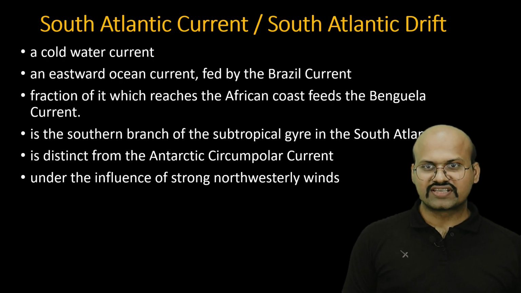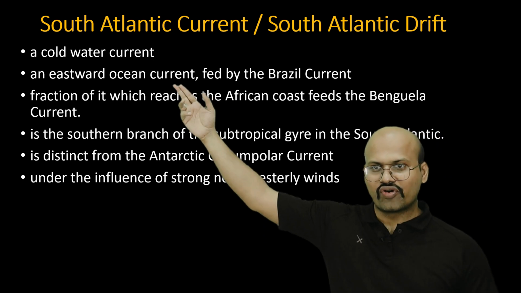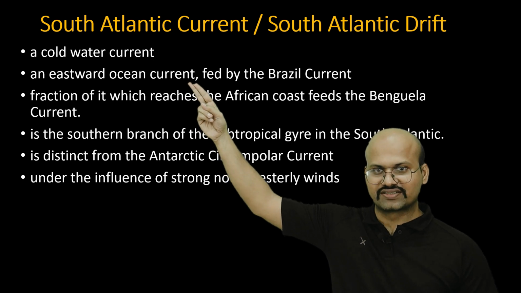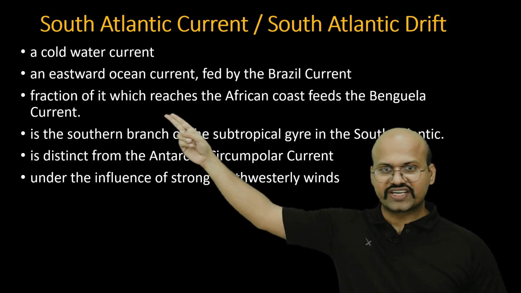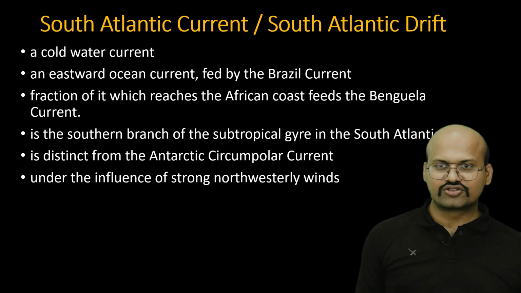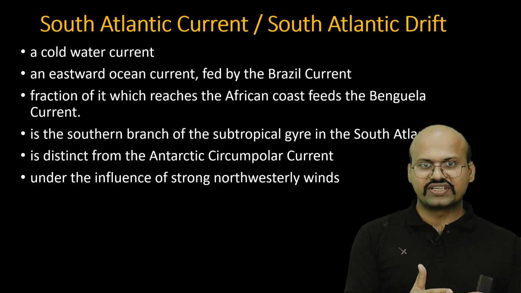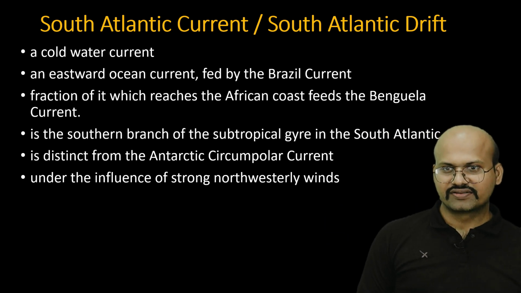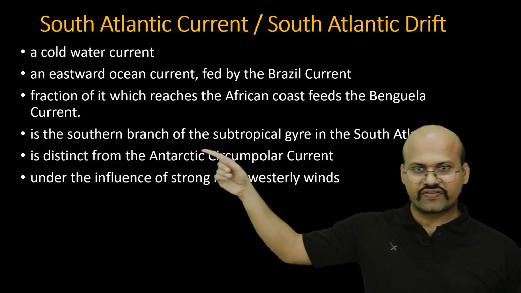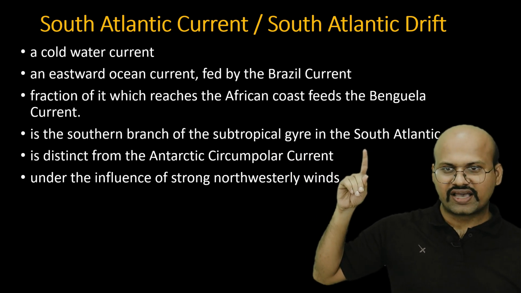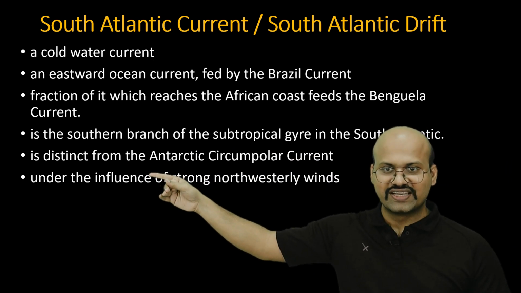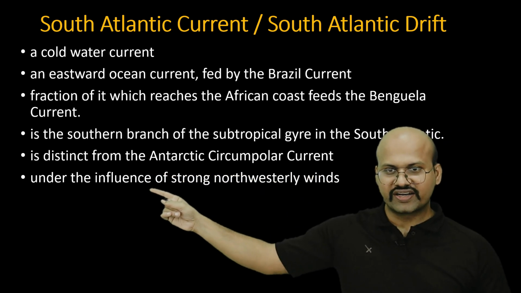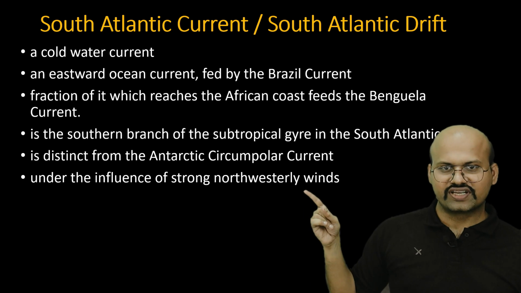Now this South Atlantic current is again a cold water current, and it moves eastward under the influence of our westerlies. The fraction of it that reaches the African coast feeds the Benguela current. So because this Atlantic current reaches the African coast, it forms a Benguela current, which we will see in the next slide. It is the southern branch of the subtropical gyre in South Atlantic, and as we have discussed, it is distinct from Antarctic circumpolar current, and it moves under the influence of strong northwesterly winds.